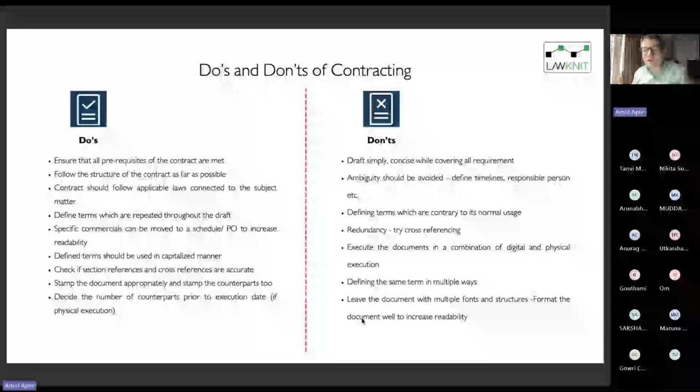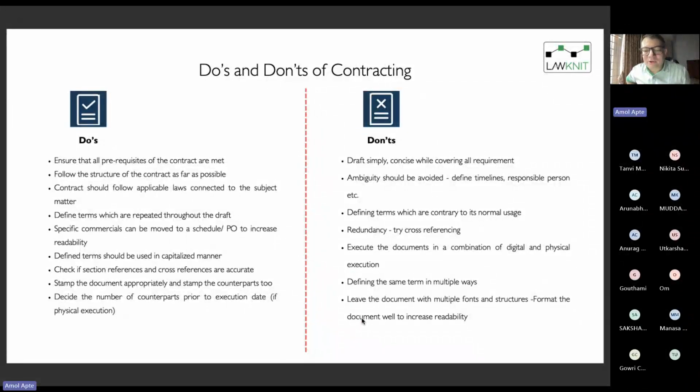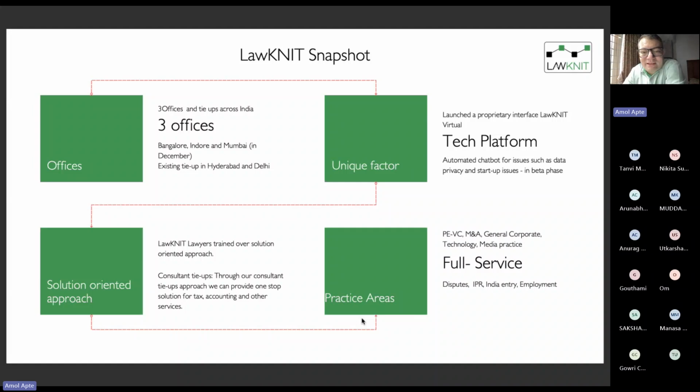and leave the document with multiple fonts and structures, etc. Because then it's just impossible to read and understand. So these are the do's and don'ts, and that brings us to the closure of the subject today.